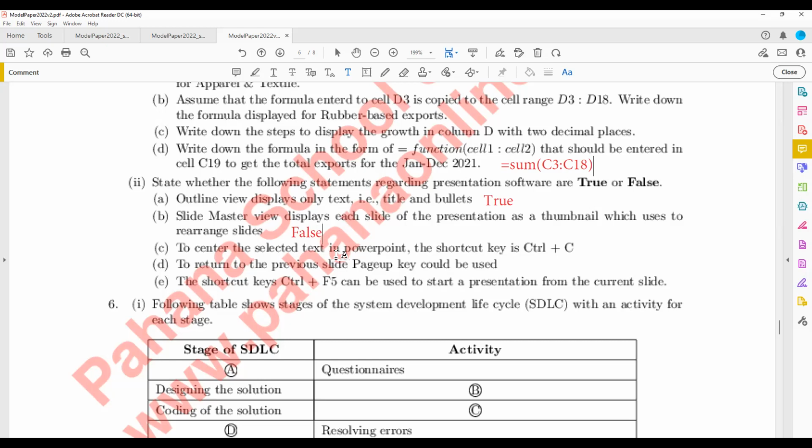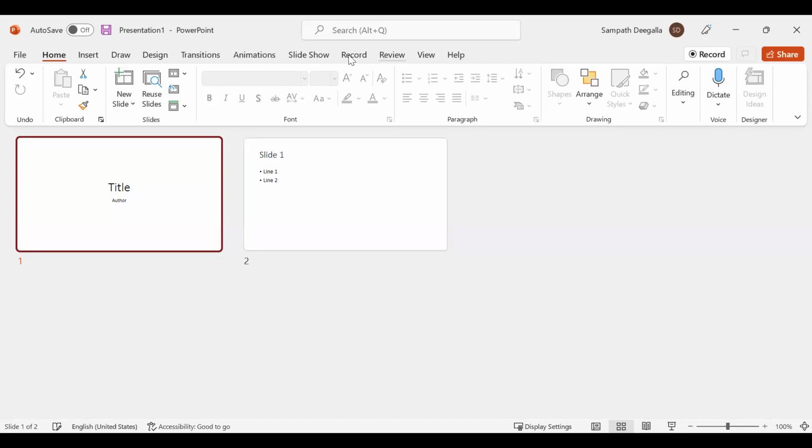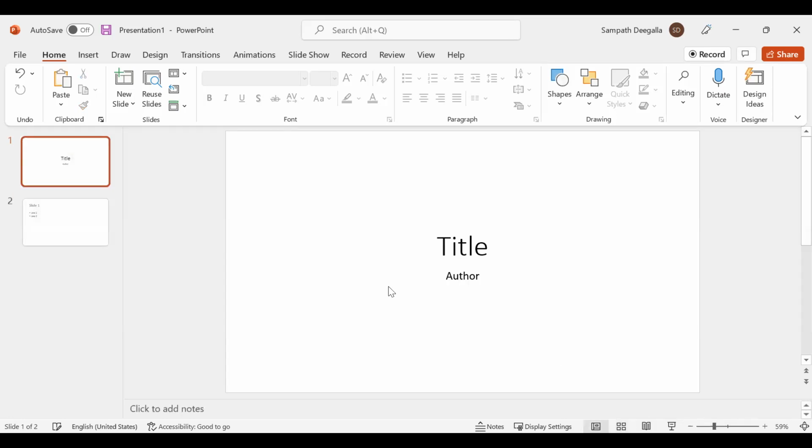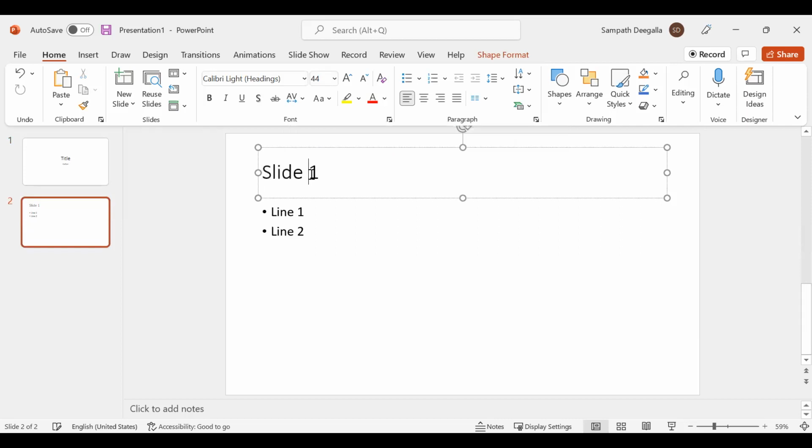Third one, false. So how do you center something? What is the shortcut for center? How do you center this? What do you have to type? Control E, it should be E. So this C is actually copy, right? So that is false.